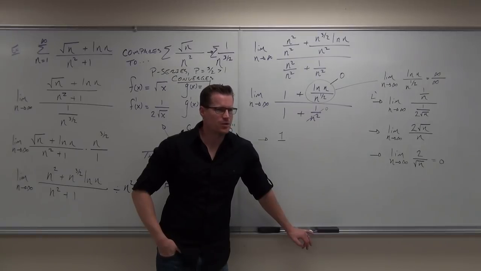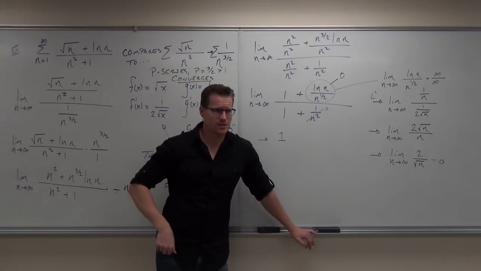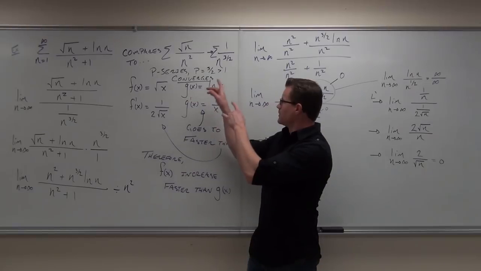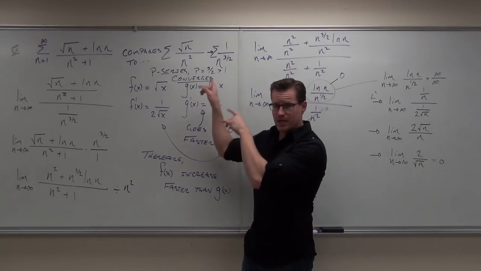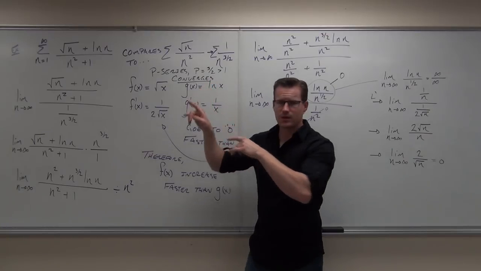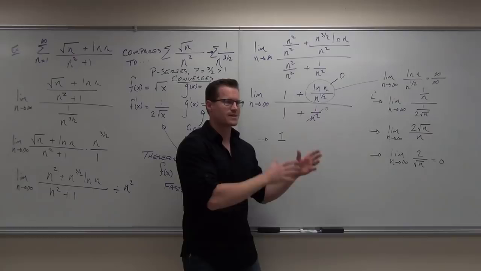What's the next statement that you're going to make? Do you know the next statement? Since the limit exists. Since the limit exists, write that down. And the series of 1 over n to the 3/2 is convergent because it's a p-series with p greater than 1. Very good. Then what do you know about our given series? It also converges.